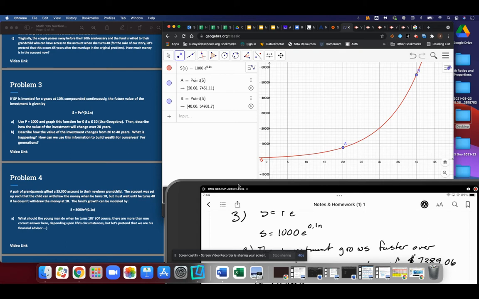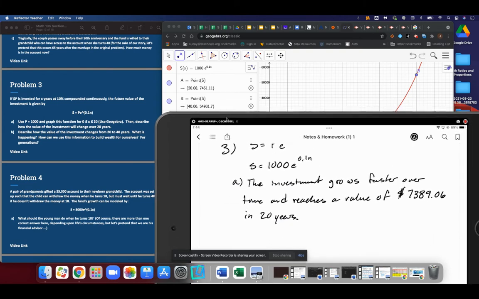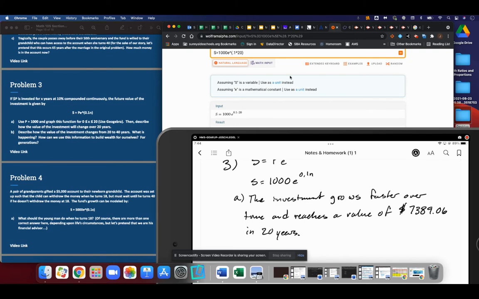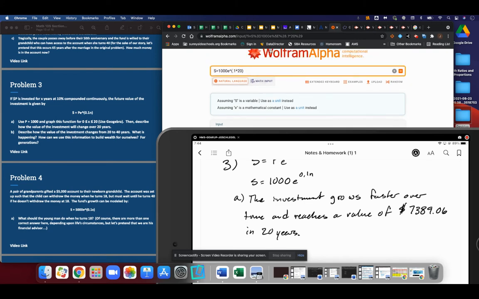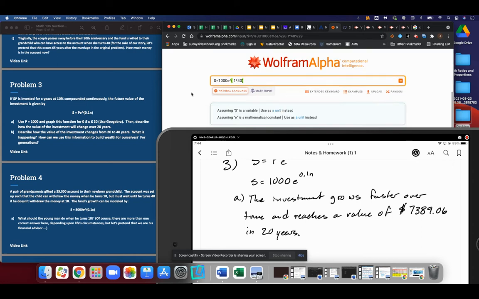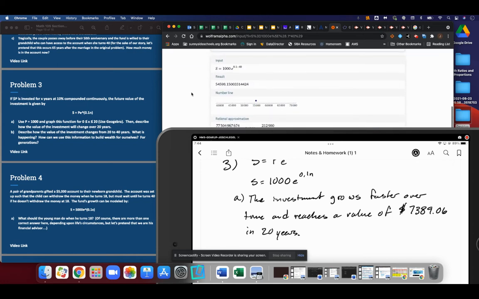And so how can we use this information to build wealth for ourselves and wealth for generations? Let's go ahead and use Wolfram first to figure out exactly how much is going to be in that account after 40 years. And after 40 years, the value of the investment grows to be $54,598.15.